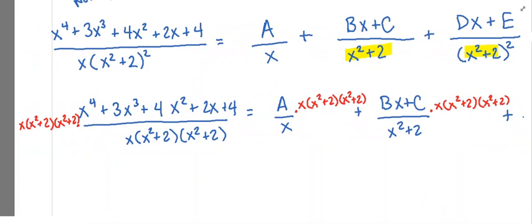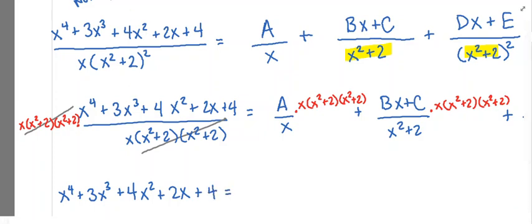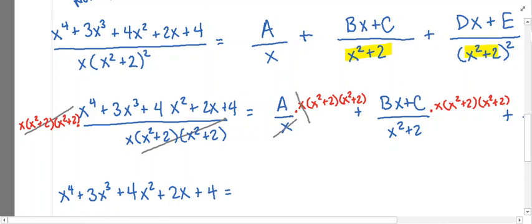Let's clean it up and eliminate the fractions. On the left side of the equation, we have x times x squared plus 2 times x squared plus 2 in the top and in the bottom, they're going to cancel and leave you only with the complicated numerator. On the right side of the equal sign, we will start with the a piece. We have an x in the bottom, it will cancel with this x right here. So we're going to be left with a times the quantity x squared plus 2 times x squared plus 2.